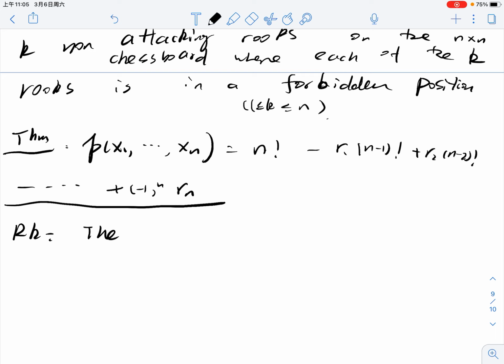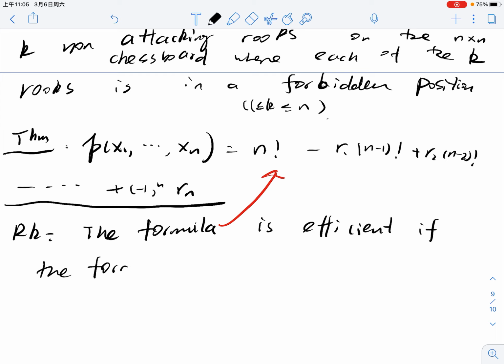The formula is efficient if the forbidden positions are sparse, not so many. Otherwise, it's a difficult problem to check the numbers.